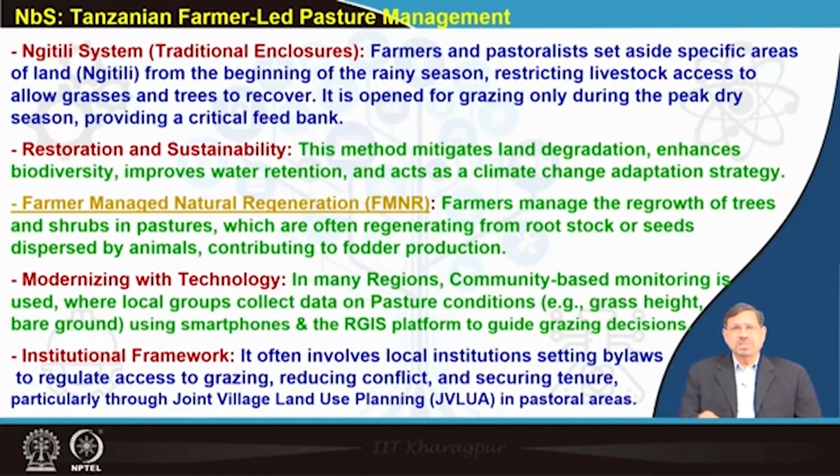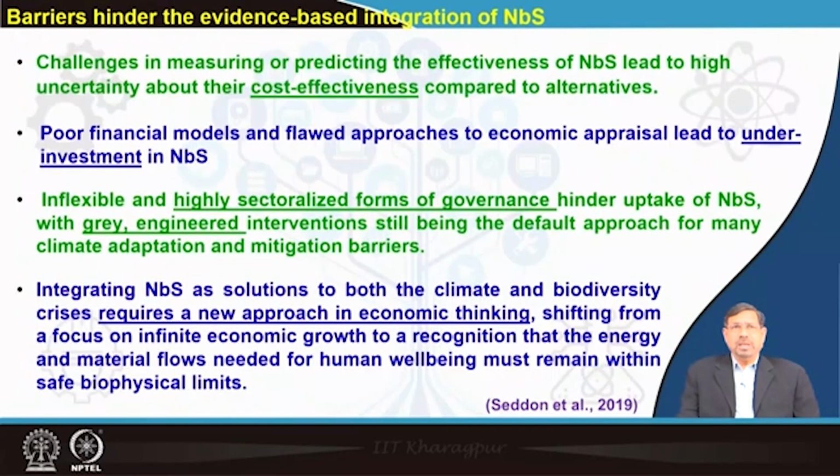Then coming to the institutional framework, yes, there needs to be some kind of local institutions set by the laws to regulate access to grazing, thereby reducing conflicts and securing tenure, particularly through joint village land use planning, called JVLUP in terms of the abbreviation, in the pasture areas.